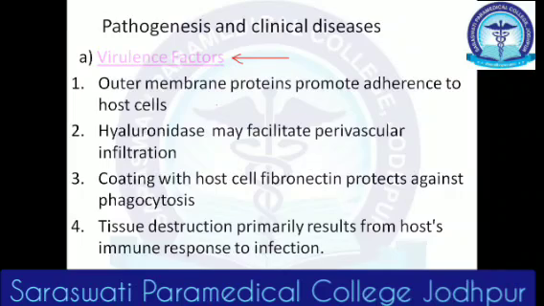So what happens is that they enter the tissue lining by degrading it using hyaluronidase, they cover themselves using fibronectin, which they take from the host cell, and then the host immune system tries to go against them, and that in turn further amplifies the disease condition of the host.